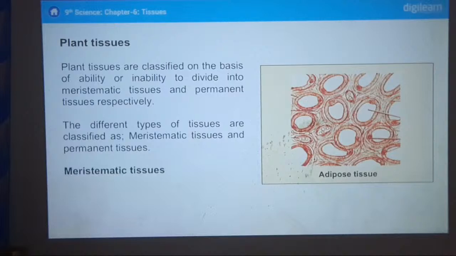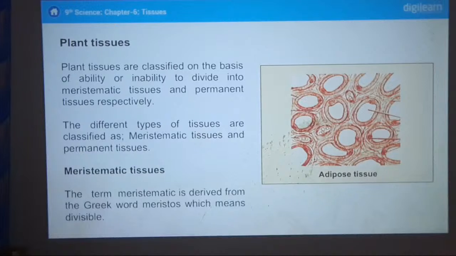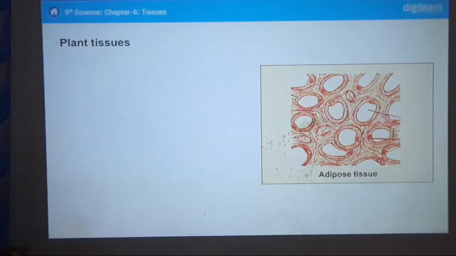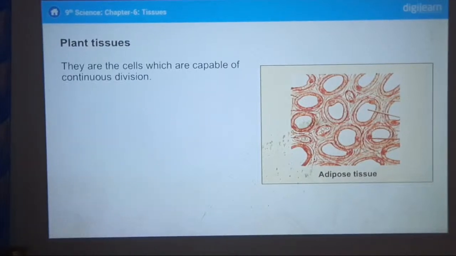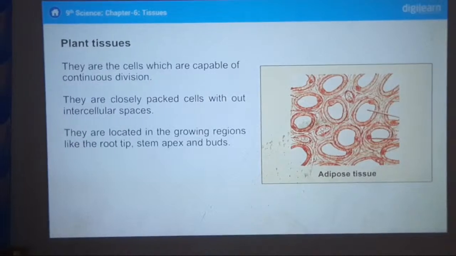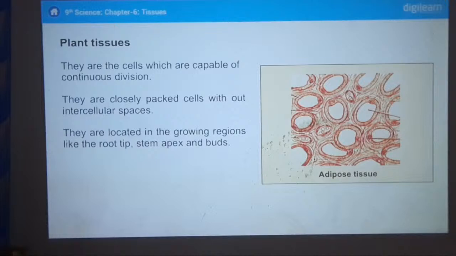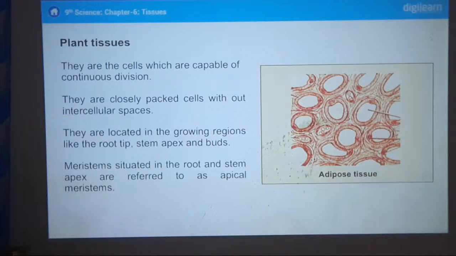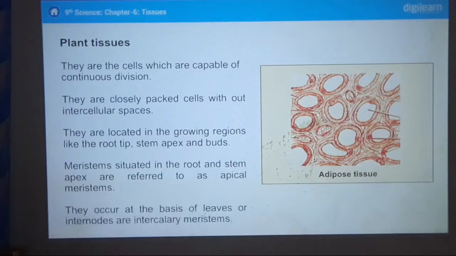Meristematic tissues. The term meristematic is derived from the Greek word meristos, which means divisible. They are the cells which are capable of continuous division. They are closely packed cells without intercellular spaces. They are located in the growing regions like the root tip, stem apex and buds. Meristems situated in the root and stem apex are referred to as apical meristems. They occur at the bases of leaves or internodes as intercalary meristems.